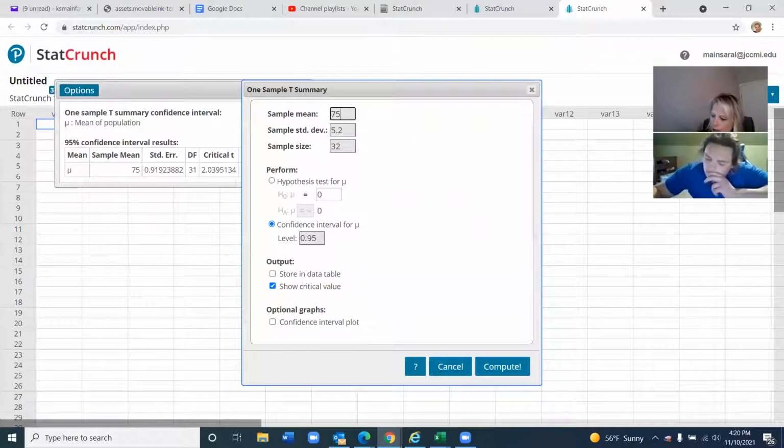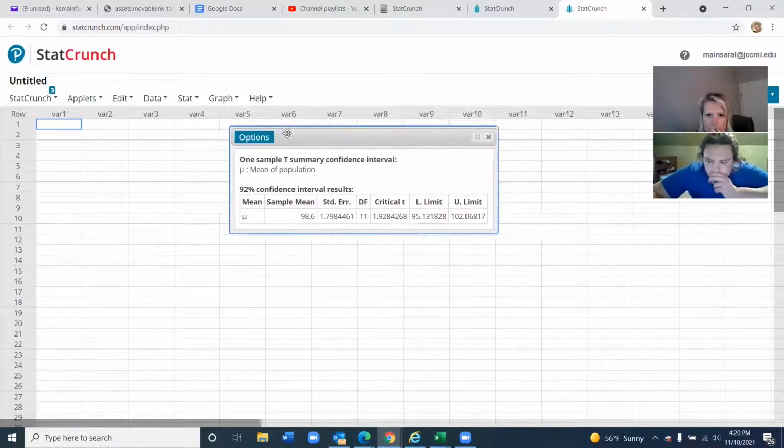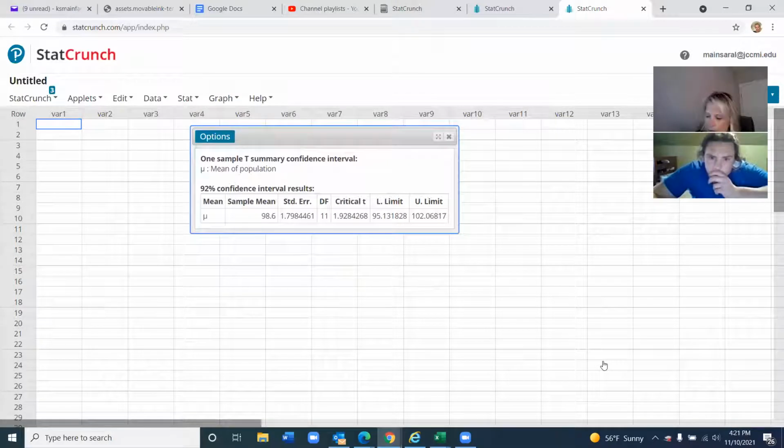Go back and add it. 98.6, 6.23 and 12, wasn't it? And this was supposed to be 92. I don't think I changed that on the first one. Yeah, it was off a little bit. The first one should have been, you can just do 2 decimals on that one to save some space for the error, 95.13 and 102.07. Sorry about that. I was like, wait, I did not change the confidence level.